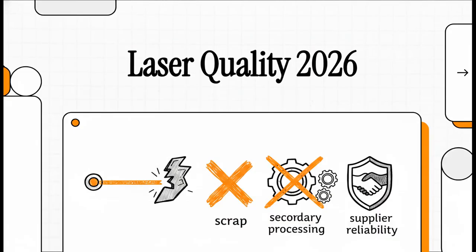Welcome to this explainer on the factors affecting laser cutting quality. We're going to completely unpack the exact technical specifications you need to be hunting for when auditing a supplier. And we aren't just nerding out on laser physics here. We're looking at how understanding these precise machine parameters will literally drive down your scrap rates, wipe out secondary processing costs, and get you that unmatched supplier reliability.